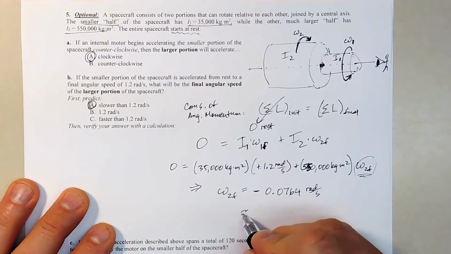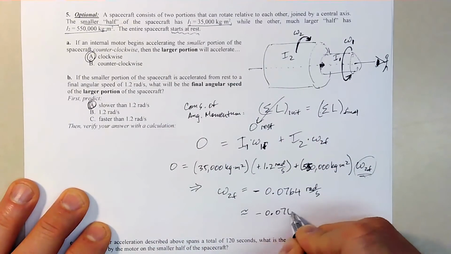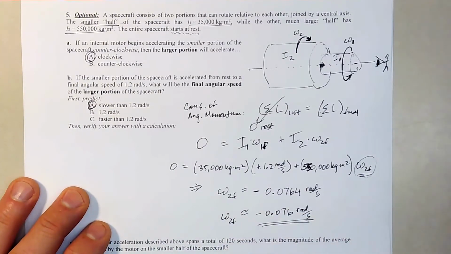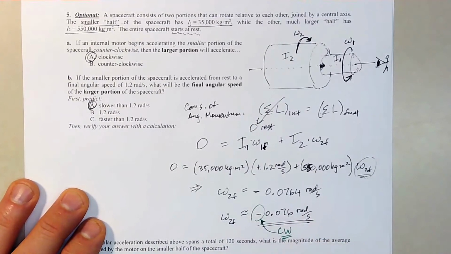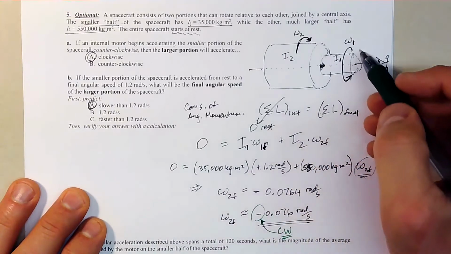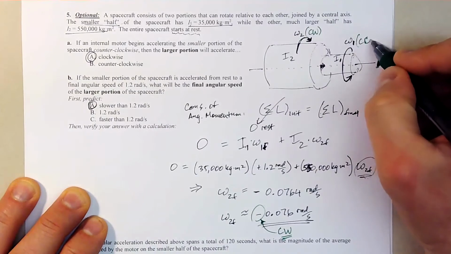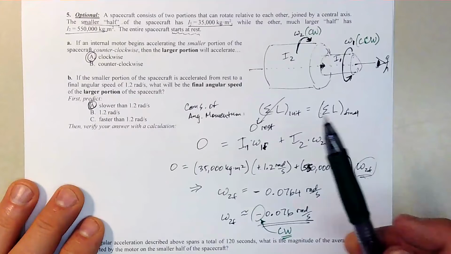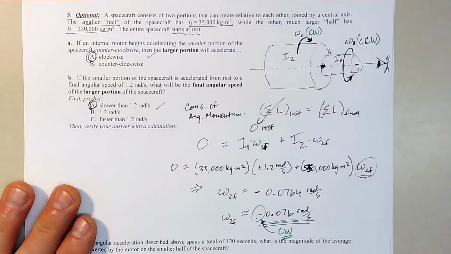Okay. So rounding this off, it looks like it's sort of a 2 sig fig problem overall. So I'll round that off to 2 sig figs. And notice that that minus sign there implies that it will be clockwise, okay? As opposed to this one, which is clockwise, and that one was counterclockwise. So it turns out both of the predictions are correct. Much slower than 1.2 radians per second, and the direction is opposite the direction of the other part of the spacecraft.